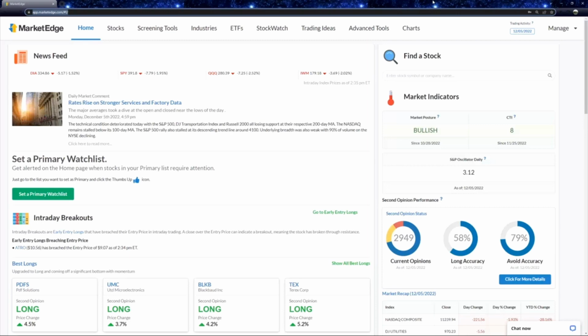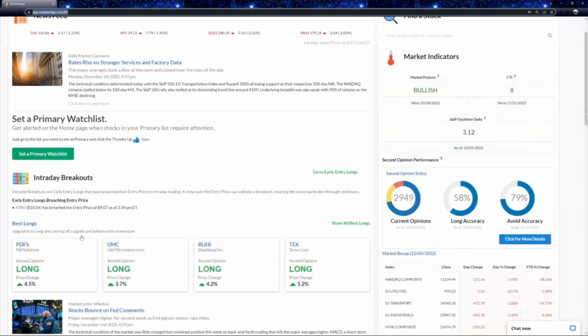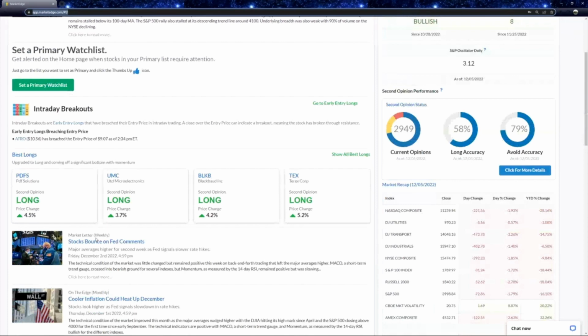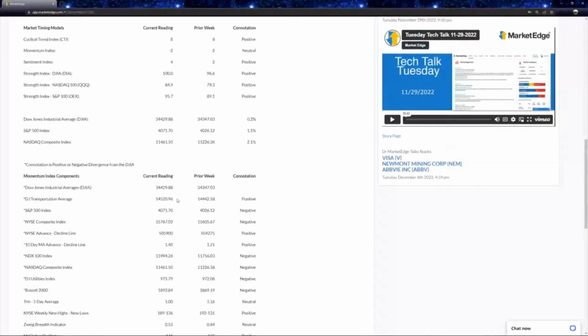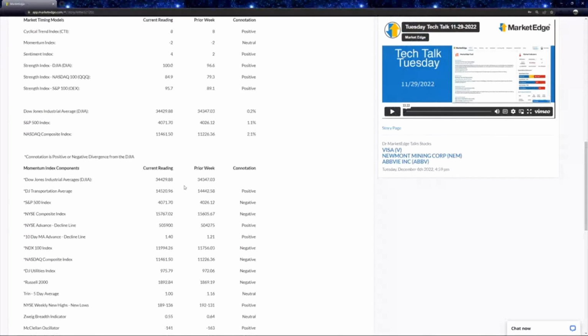All right. Let's start off with a look at what the market's been doing this past week. Let's look at the market letter. All right, well, we had another volatile week with the major averages last week. Both the bulls and the bears found something to cheer about.